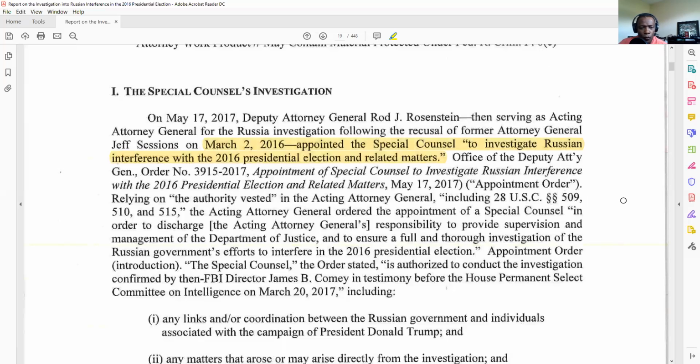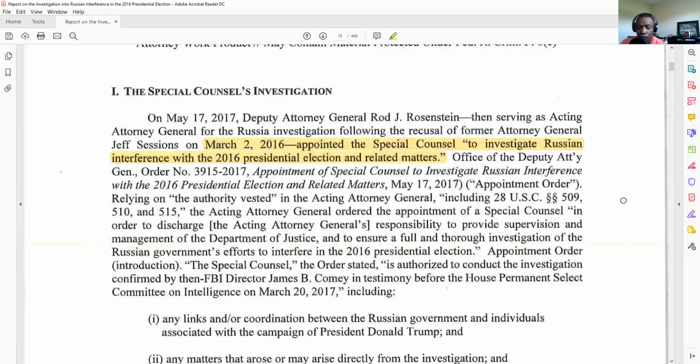Office of the Deputy Attorney General Order Number 3915-2017. Appointment of special counsel to investigate Russian interference with the 2016 presidential election and related matters, May 17, 2017. Appointment order. Relying on, quote, the authority vested, close quote, in the acting Attorney General, including 28 U.S.C. sections 509, 510, and 515, the acting Attorney General ordered the appointment of a special counsel, quote, in order to discharge the acting Attorney General's responsibility to provide supervision and management of the Department of Justice and to ensure a full and thorough investigation of the Russian government's effort to interfere in the 2016 presidential election, close quote.